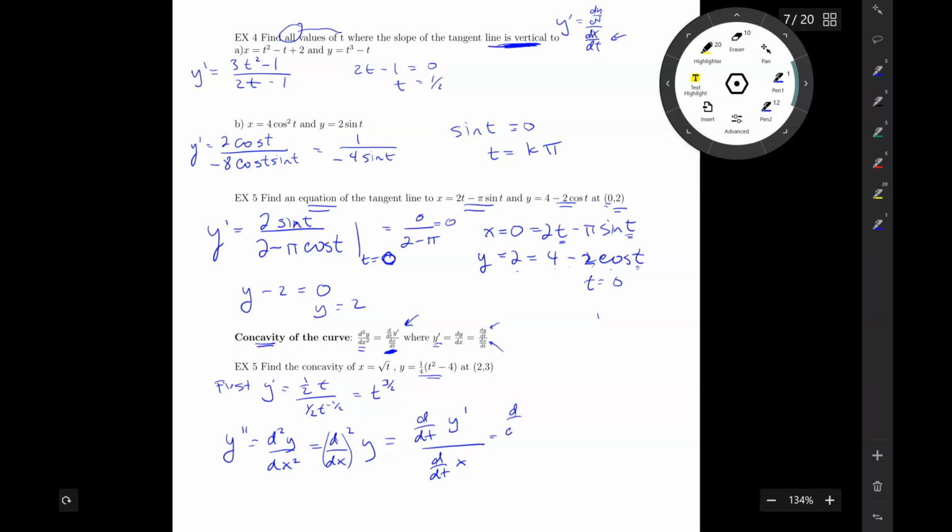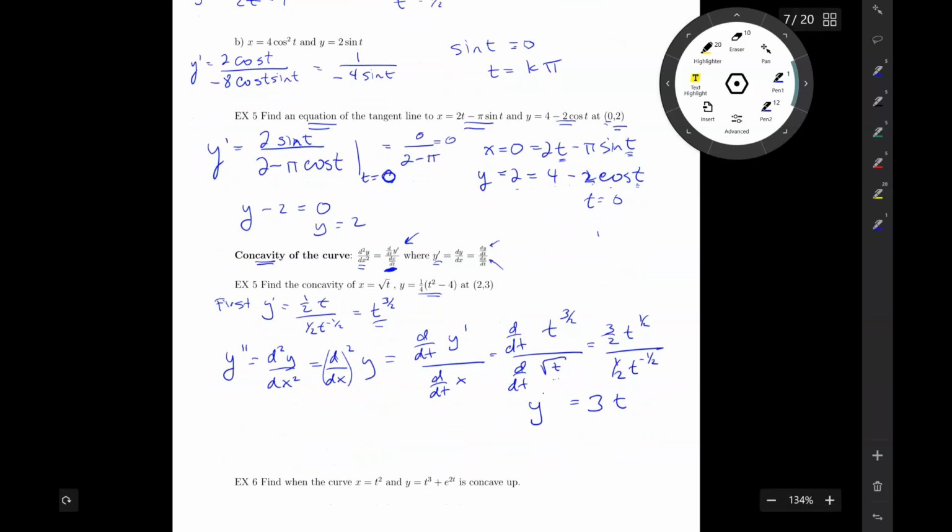So I'm just going to write it out so you really see it. So the derivative of y prime, put that in for y prime, and then I'm going to take the derivative of x again. And so x is this, right? So take the derivative, 3/2 t to the 1/2, and then take the derivative here. Okay, so let's multiply by reciprocals. So this turns into 3, and then this turns into t. Okay, so that's the second derivative.